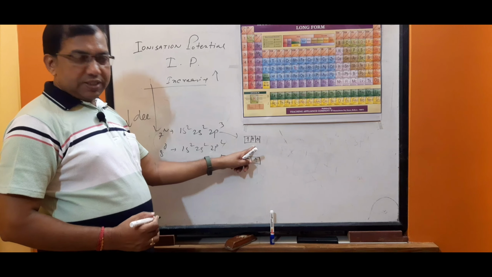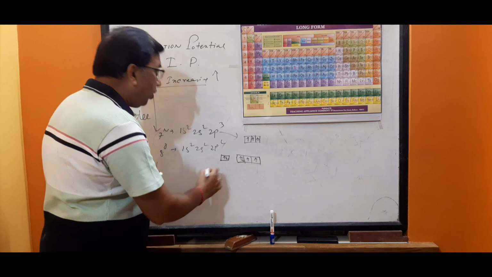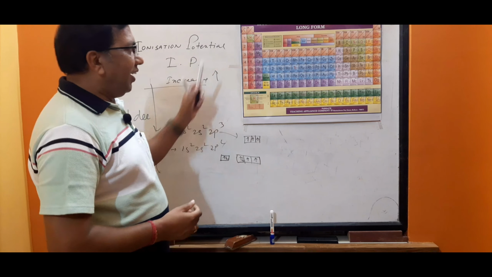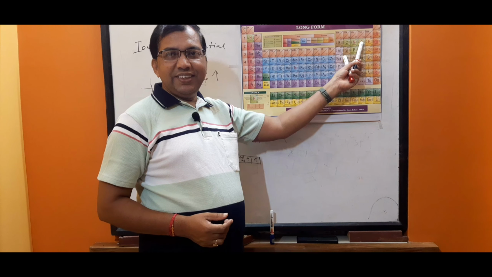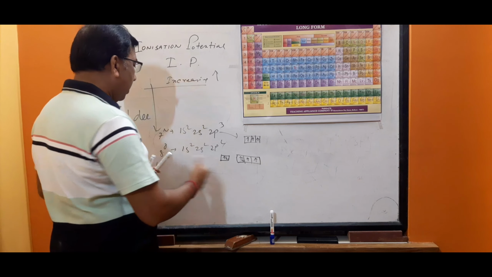The more stable it is, the more energy is required to remove the electron. So the IP of nitrogen is greater than the IP of oxygen. It is a slight change, an exceptional case. Okay, so come next.